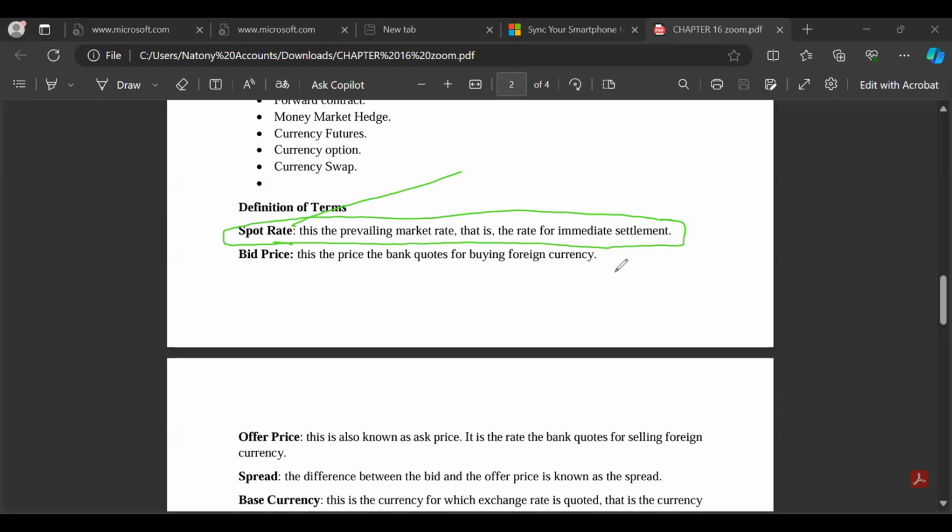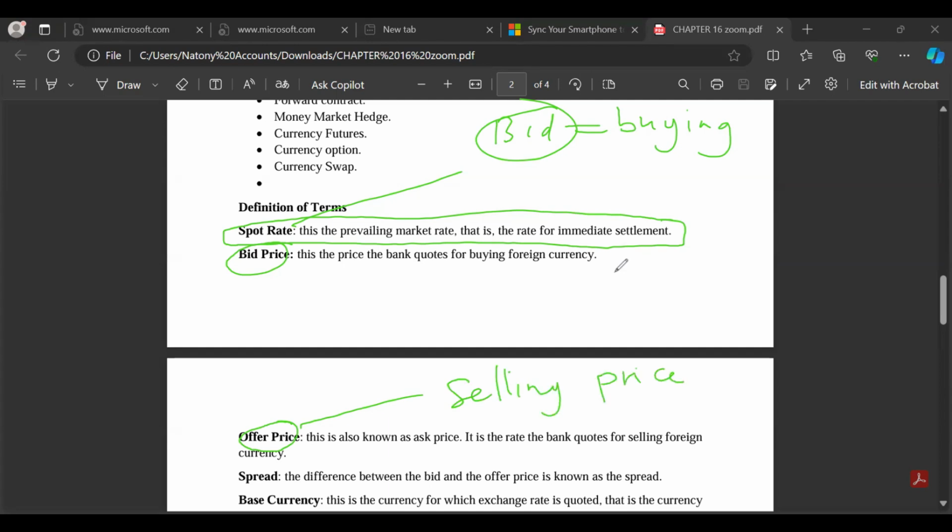The bid price, now this is from the perspective of the bank. It's the bank that puts the bid price, and the bid price is the buying price. The bank will buy at this price. The offer price is the price the bank is offering those that want to buy. So it is the selling price from the bank's perspective.